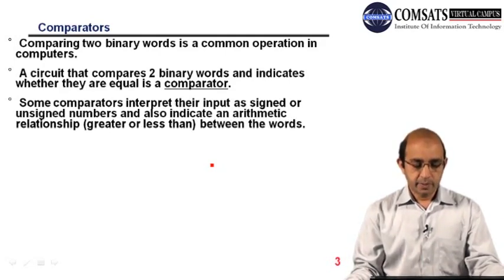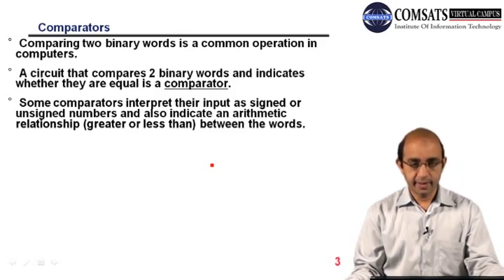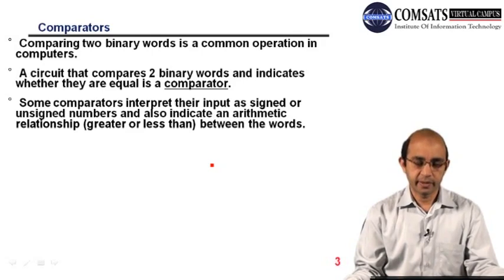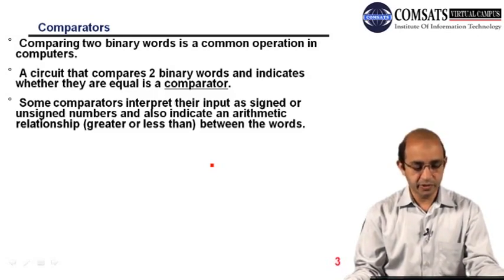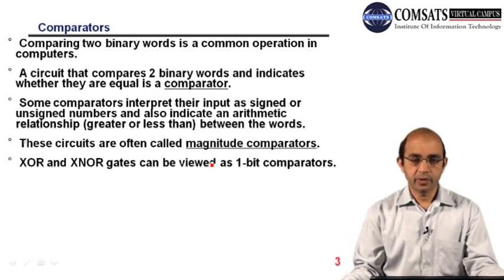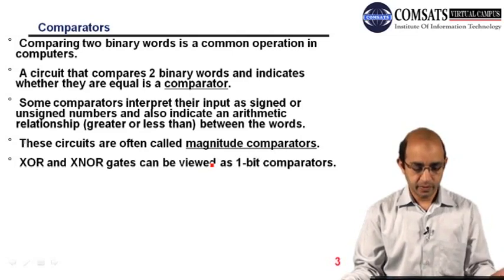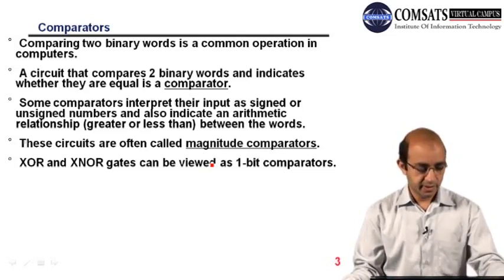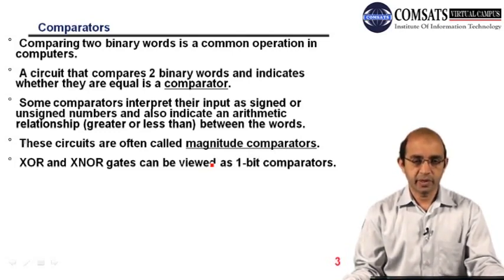Normally comparators interpret the input as a signed number, right? Another point which I would like to mention is that with the help of a comparator, you can find the relationship between the words that are being compared with each other, right? So we can have circuits that are called magnitude comparators. The basic building block that is being used while designing the comparator circuit is XOR, XNOR, although we will start designing those comparators from the basic logic, that is AND or NOT, but ultimately we will move towards XOR, XNOR, right?